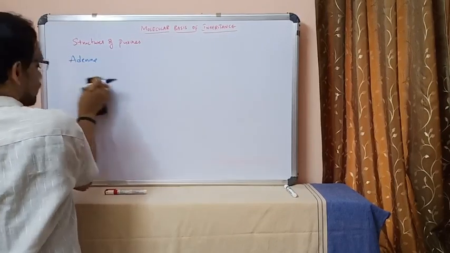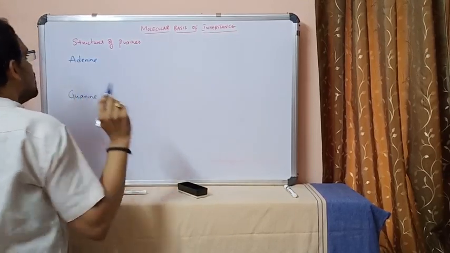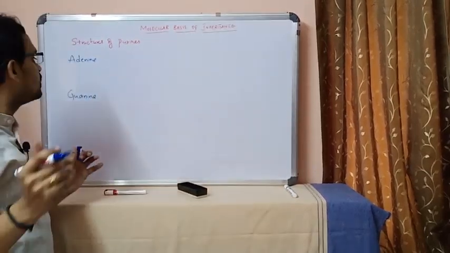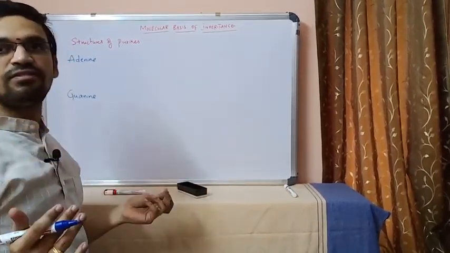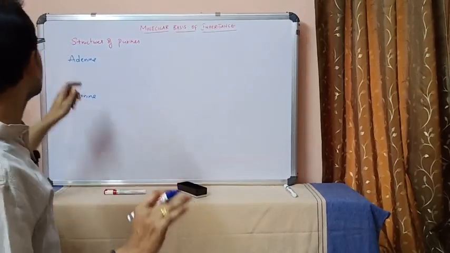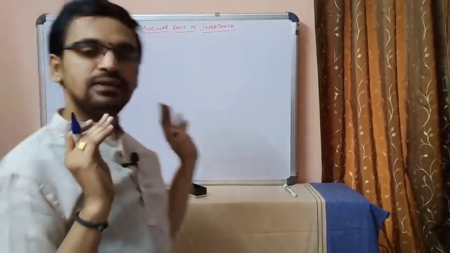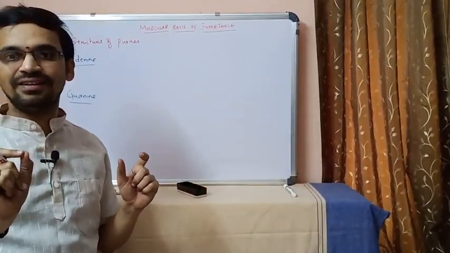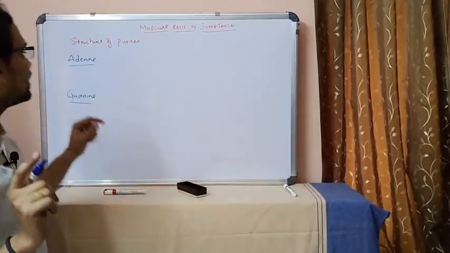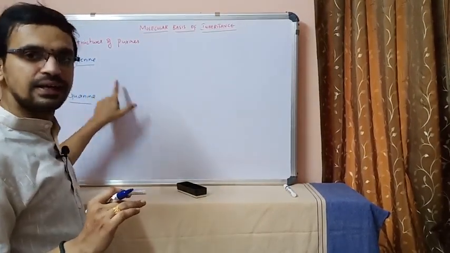Here we will write. First we will discuss the structures of the purines, adenine and guanine. Later we will discuss the structures of pyrimidines. So adenine. There is a chemical name for each and every purine and each and every pyrimidine. If you know the names, then it will be very easy to draw the structure of adenine and guanine.